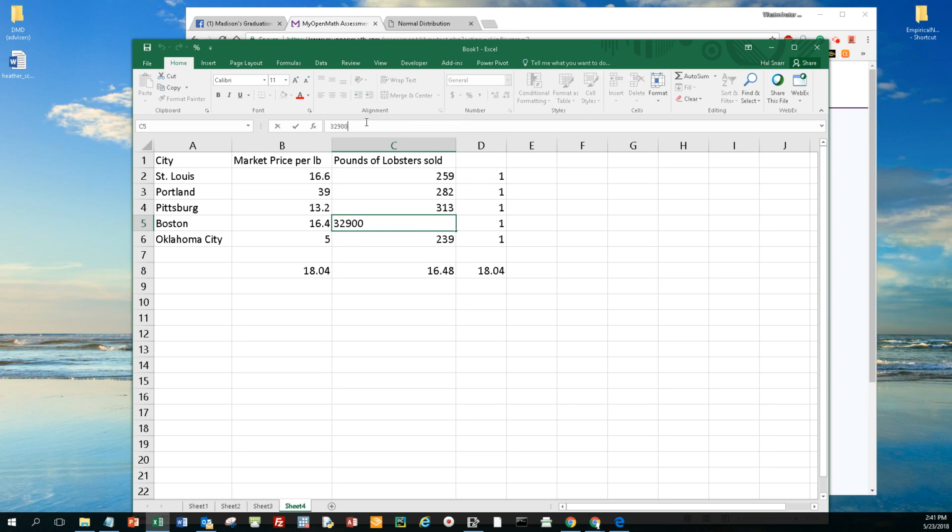But if I increase this to 329,000, now the average price per pound is really close to Boston's market price. And this kind of average is best illustrated by an example of test scores in high schools. Suppose you had a large high school of, say, 1,000 kids, and you had a small high school of, say, 100 kids.